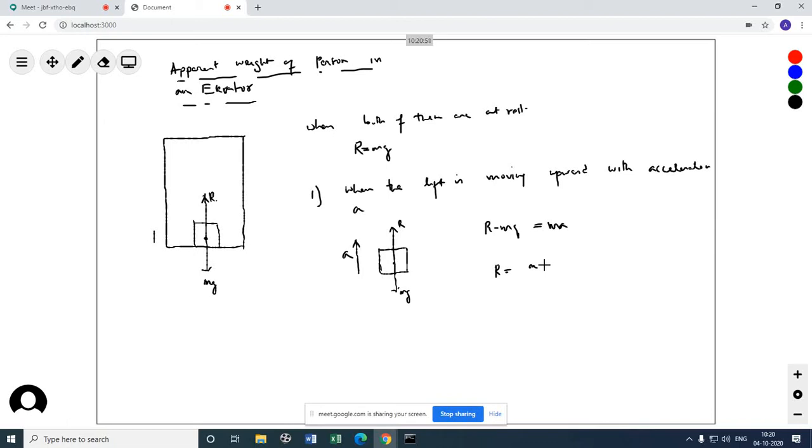Then R would be equal to m into g plus a. What does this mean? Normal reaction is this one, right? So if a normal person's weight is mg, what do you think would happen now? What is happening? The person's weight increases.